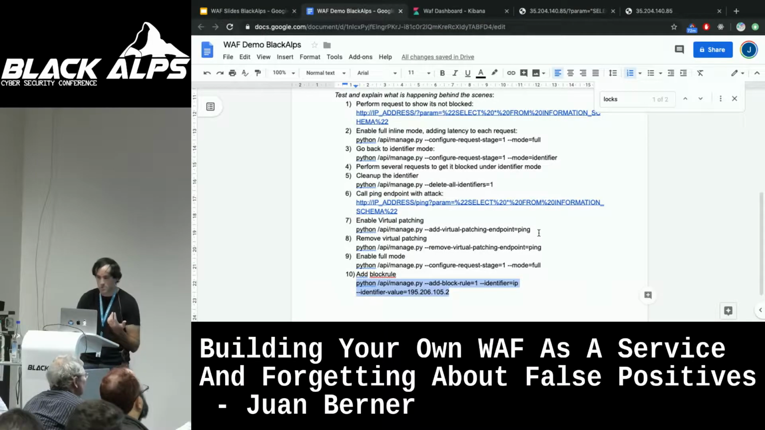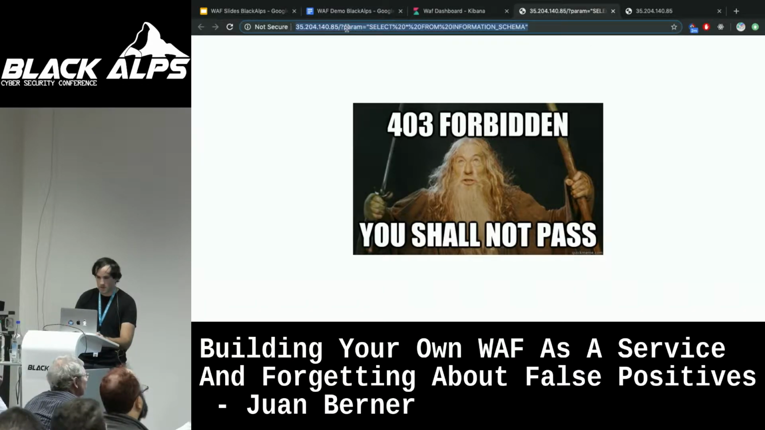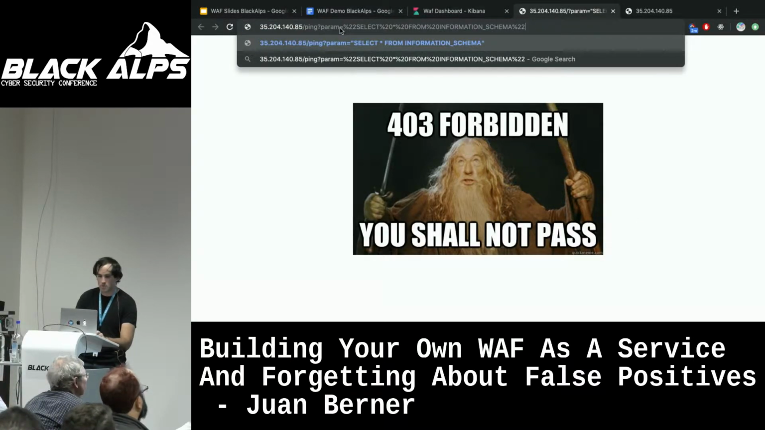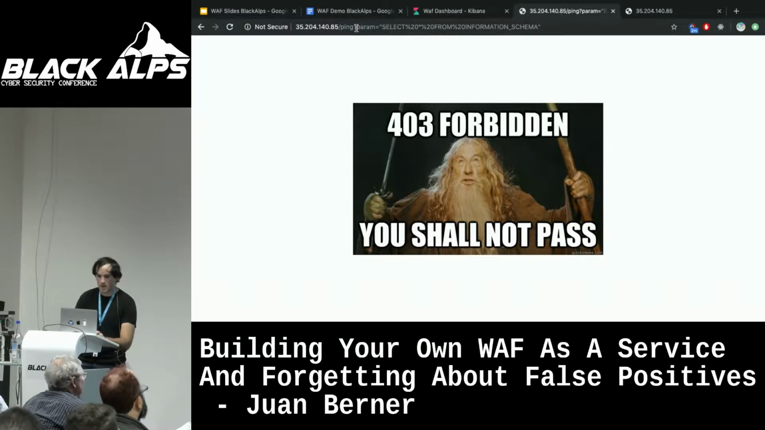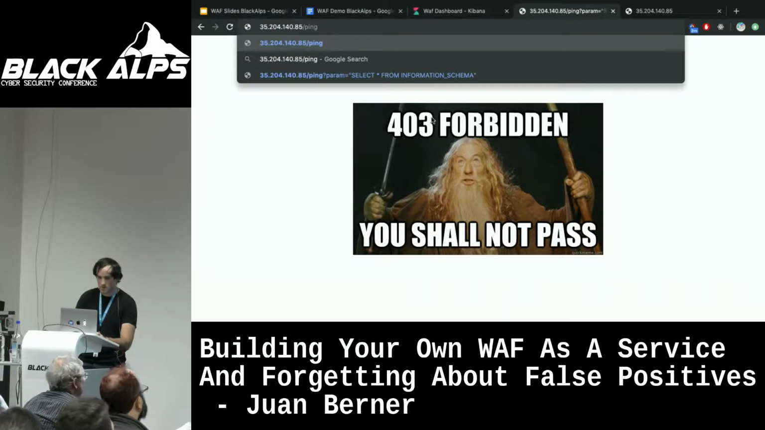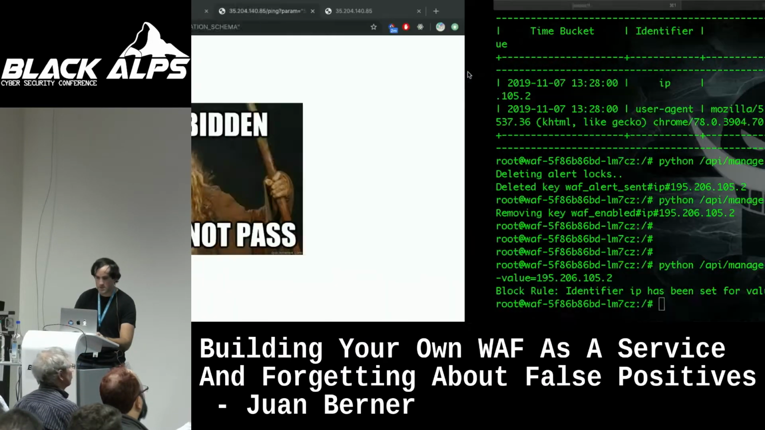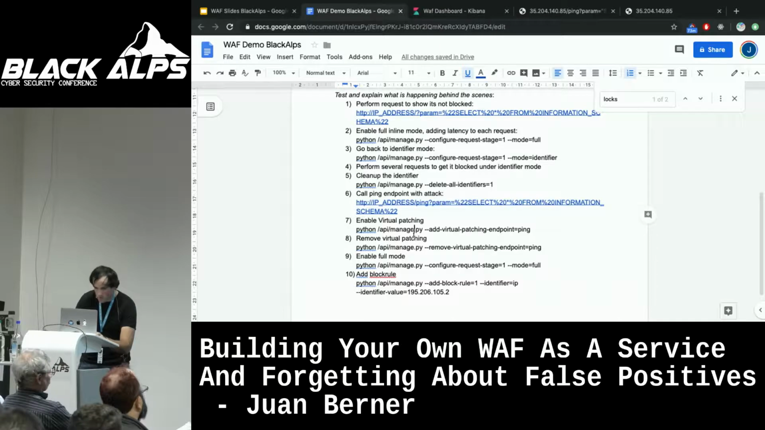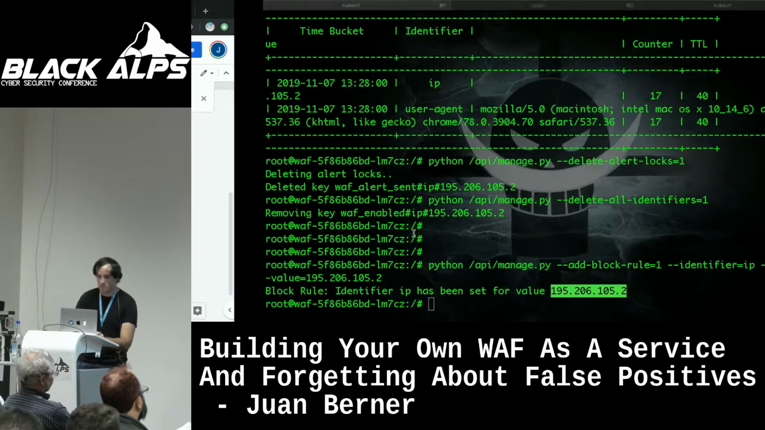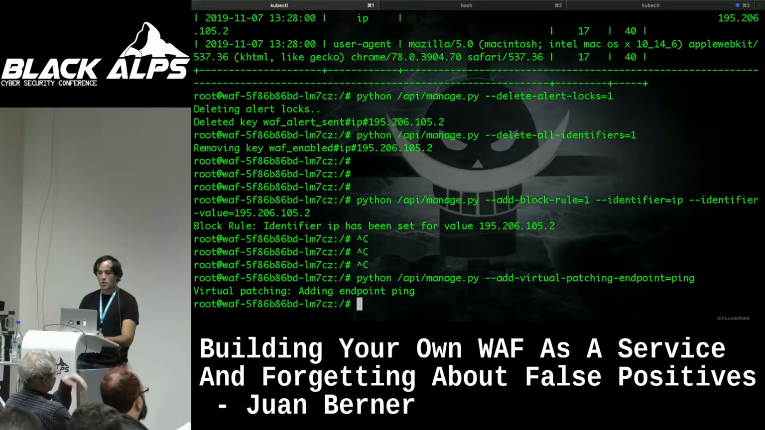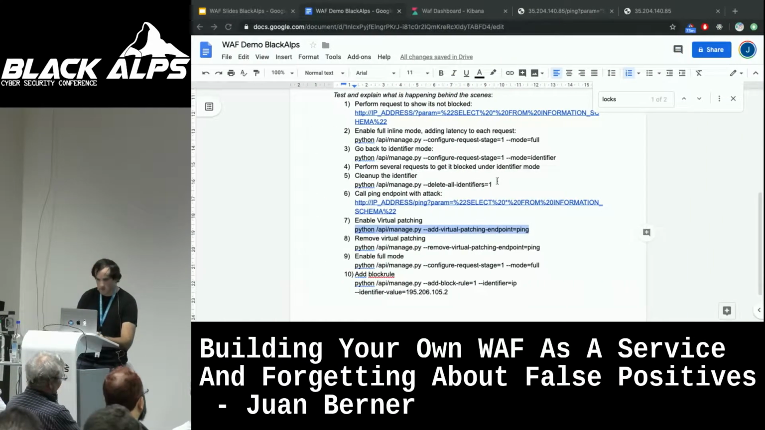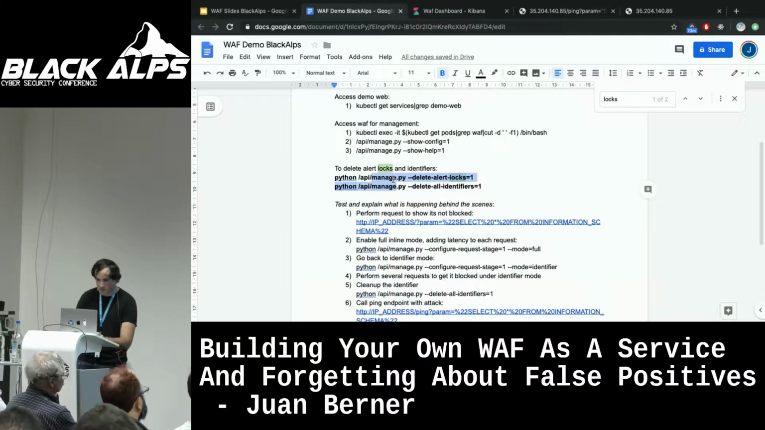And finally, you can also do virtual patching. Let's say that you know that this particular ping endpoint has a vulnerability. You could configure and say that you want to add virtual patching for that particular endpoint. That basically means that any request that goes to that particular endpoint is not going to be checked for whether it is malicious or not. So let me delete the identifiers again.